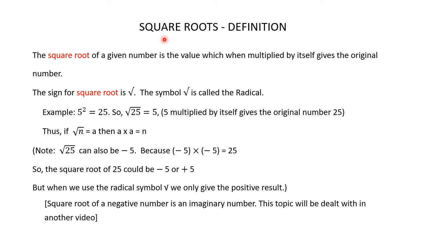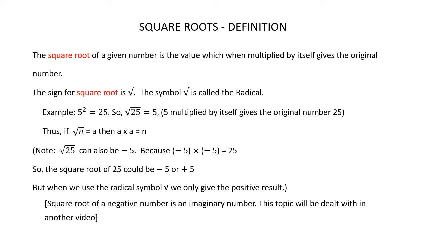Now let us learn what square roots are. The square root of a given number is the value which when multiplied by itself gives the original number. For example, the square root of 25 is 5. 5 multiplied by itself gives the original number 25. So, the square root of a given number is the value which when multiplied by itself gives the original number.